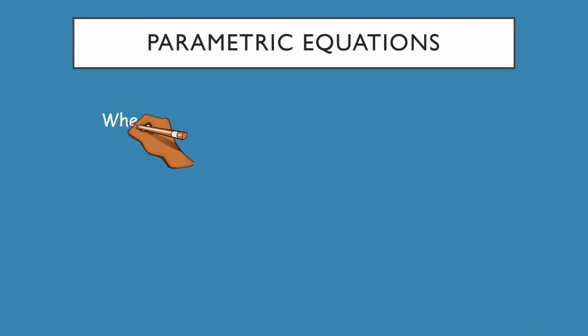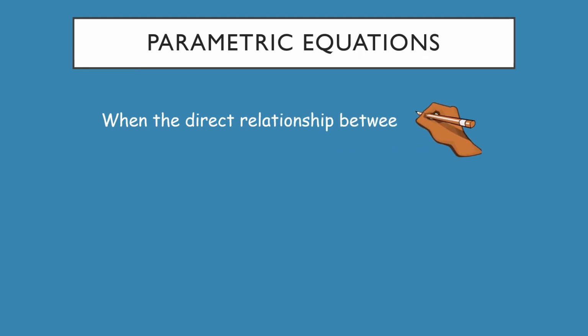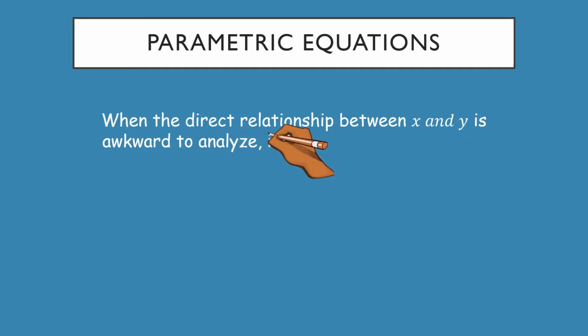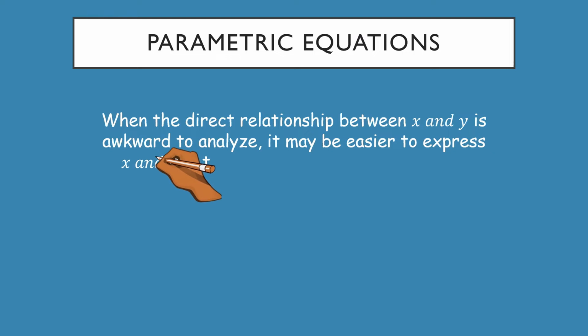When the direct relationship between two variables x and y is awkward to analyze, it may be easier to express x and y in terms of a third variable. This third variable is known as a parameter.